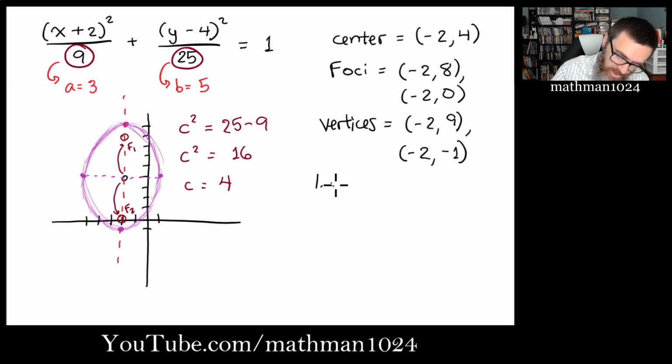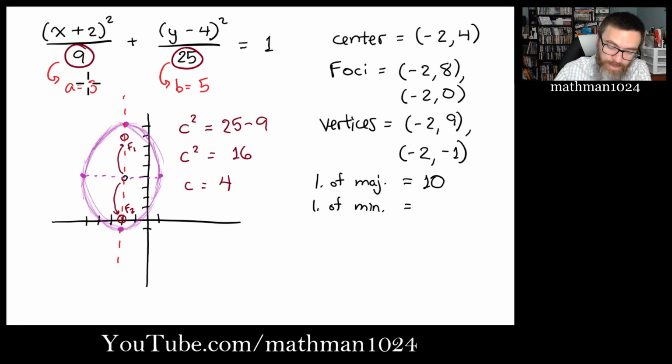All right, so now let's go to the length of the major axis. Well, the major axis is the one that we use the 5 for, so double that and we get 10. And then the length of the minor axis is going to be double the shorter guy. So 3 times 2 is 6.